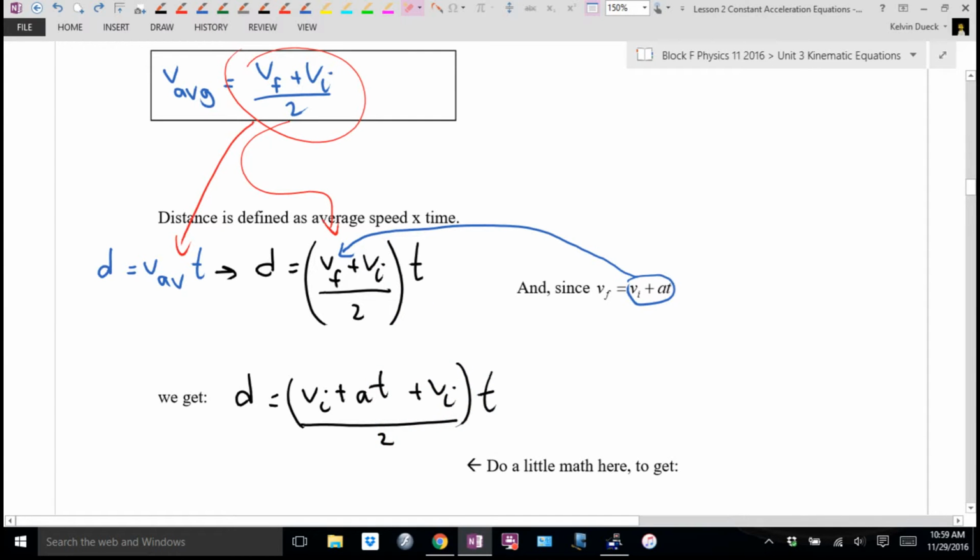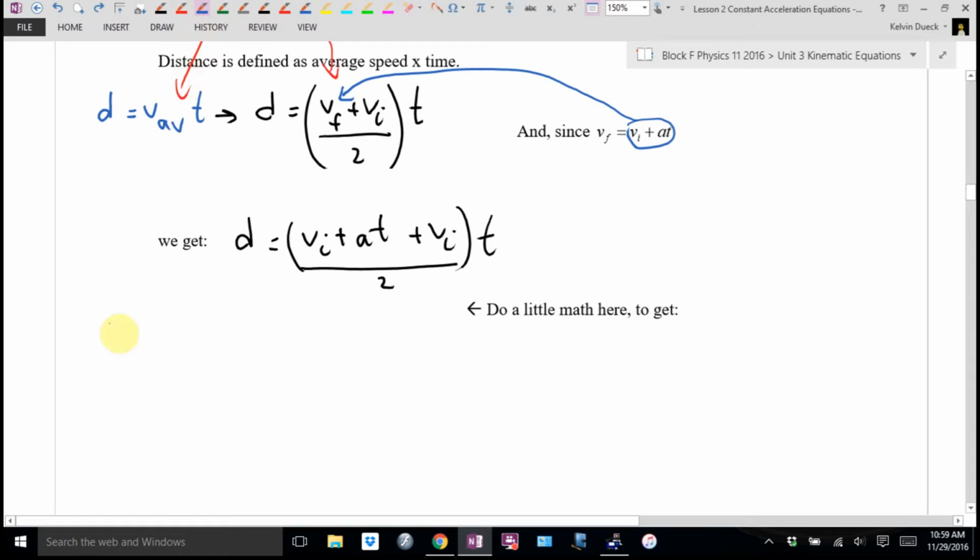Now, why did I do that? What's VI plus VI? What's X plus X? 2X. X plus X is not X squared, that's multiplying. X plus X is 2X, right? A plus A is 2A. VI plus VI is, fill in the blank, 2VI. Yes? They're like terms. So I can now rewrite this to get 2 VIs and an AT, all times time over 2.